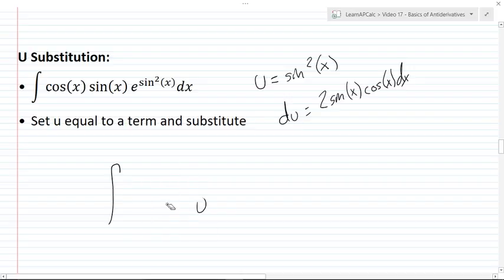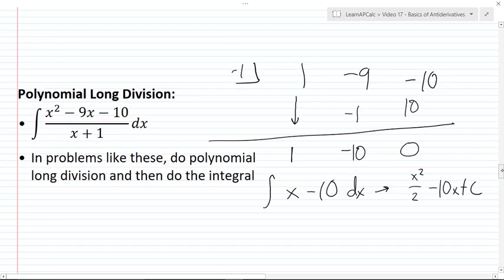Now sometimes you'll have to do another substitution, and in that case you would just say v equals something like u squared, dv equals 2u du, and then again substitute. Alright, so I also talked about polynomial long division.